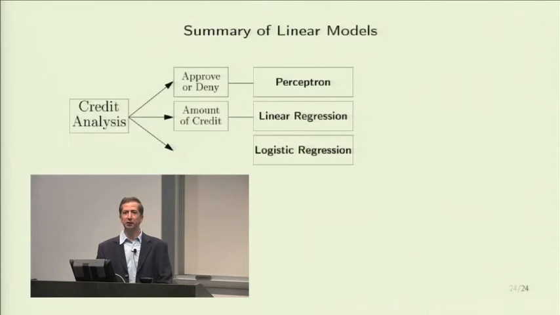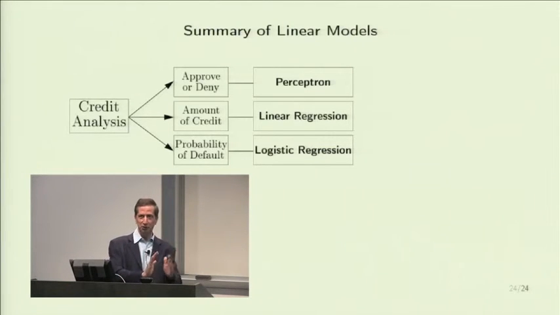If you use linear regression, you are trying to decide the credit line. We have seen that example as well. If you are applying logistic regression, you are computing the probability of default, just the reliability of the credit, and then let the bank decide what to do with it. Okay? So this is from an application domain.